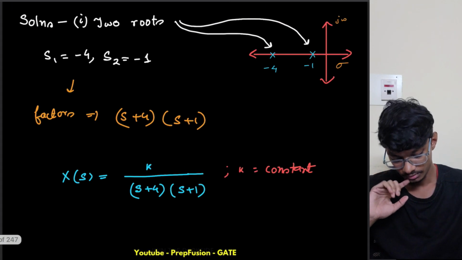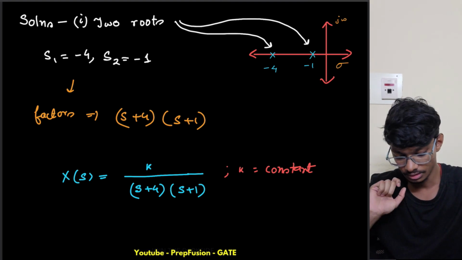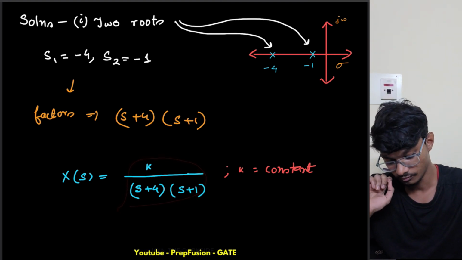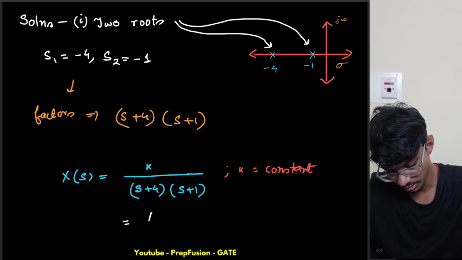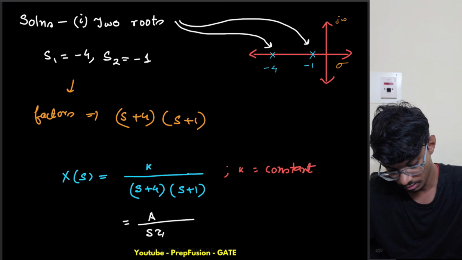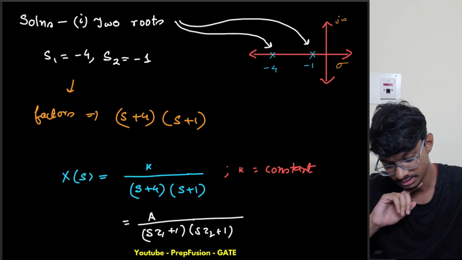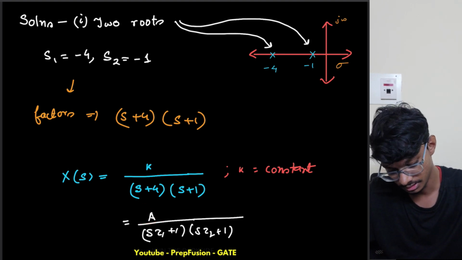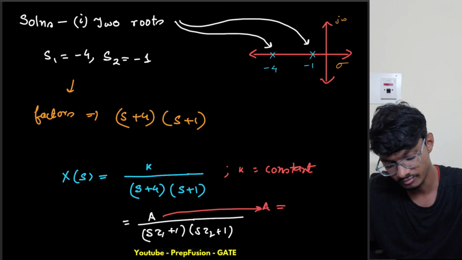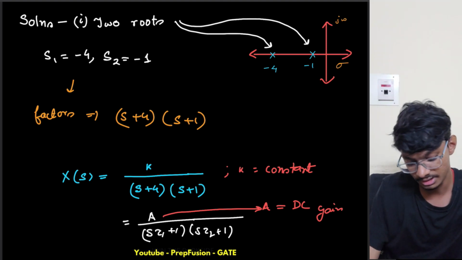Another thing to note here is that instead of writing this form, we could have written the standard time constant form: a divided by (s tau 1 plus 1)(s tau 2 plus 1). Then this a is the DC gain. How? We put s equals 0 and we are only left with a. But then we have to write it in terms of time constants.